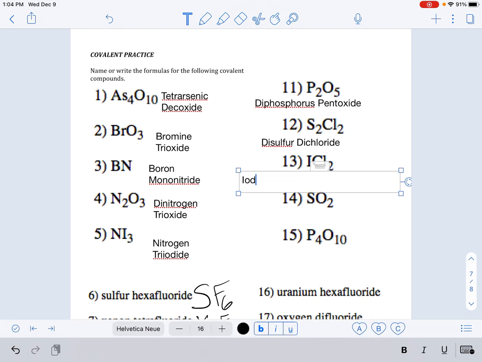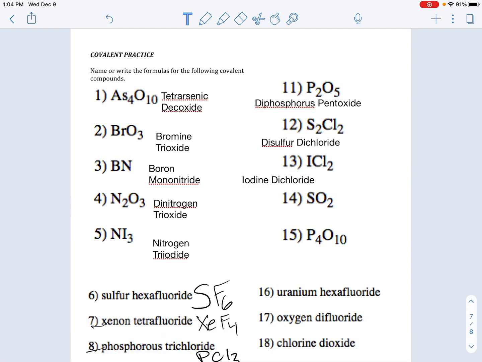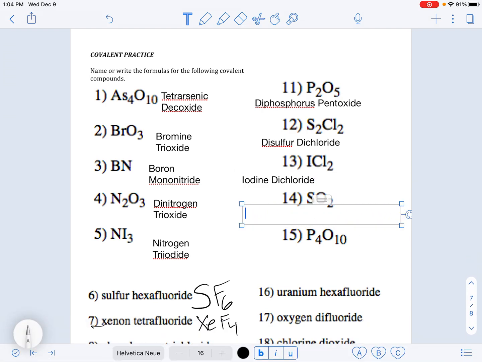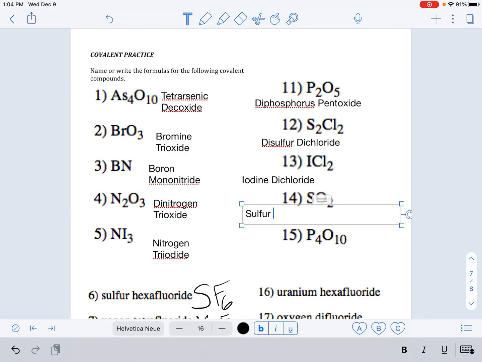Next, I have iodine dichloride, because I have 1 chlorine, so no prefix, and 1 iodine, so no prefix, because it's my first one, and dichloride, because I have 2 chlorines. Same thing here, 1 sulfur, so I don't say monosulfur, I just say sulfur dioxide.